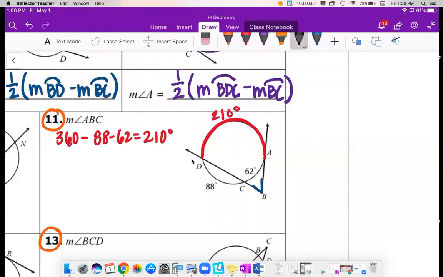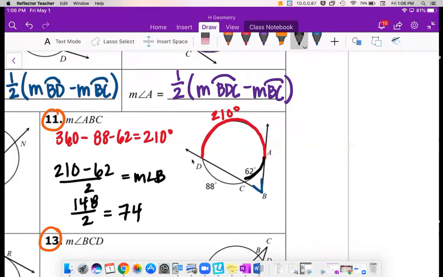So I'll do 210 minus 62, so minus this arc, divided by 2, which is going to equal the measure of angle B. So 210 minus 62 is 148, divided by 2 ends up being, what, 74? So your measure of angle B, or ABC, is 74 degrees. Awesome.